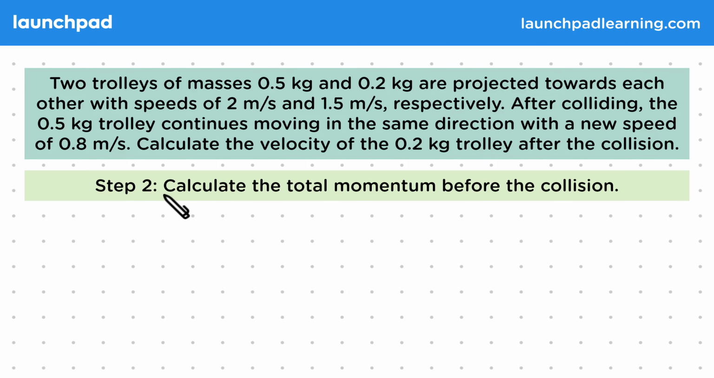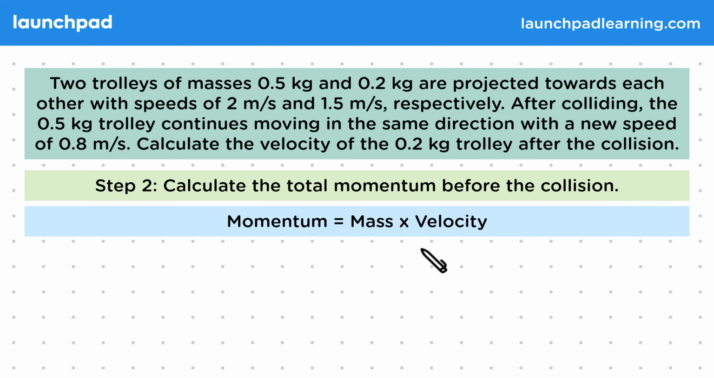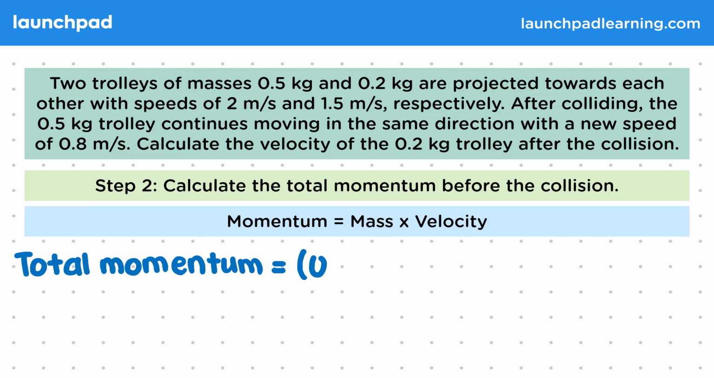Then for step 2, calculate the total momentum before the collision. We'll do this by calculating the individual momenta using the equation momentum equals mass multiplied by velocity, and then add them together. So the total momentum is equal to the momentum of the first trolley, which is 0.5 kilograms times by 2 meters per second, plus the momentum of the second trolley.